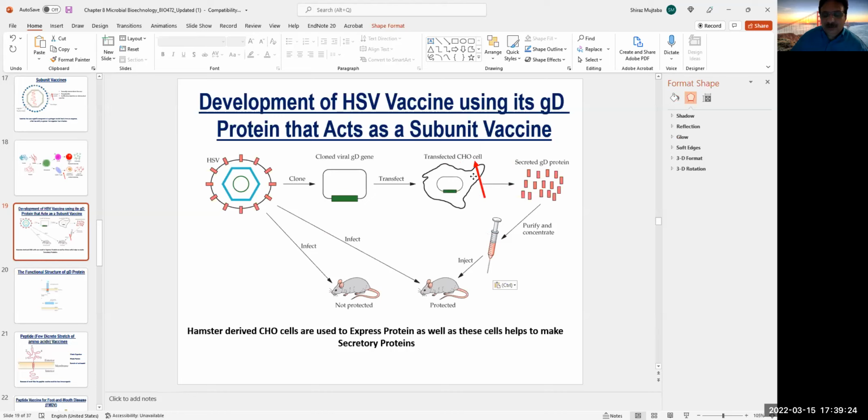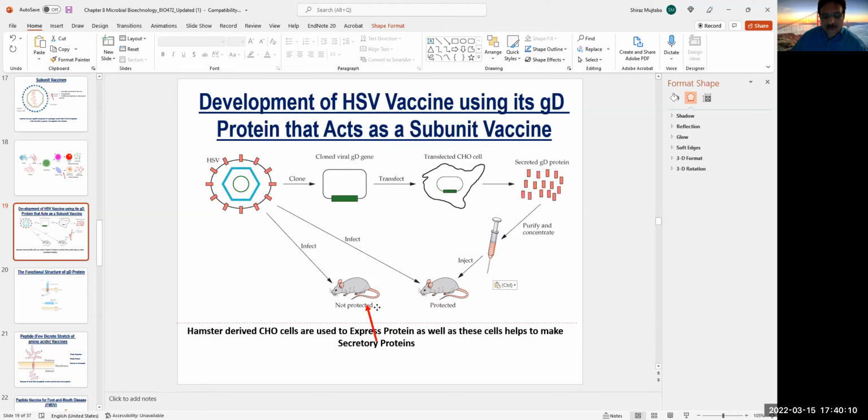This is a hamster derived cell line. And this GD protein is extracted, and two batches of mice are created. One is injected with GD protein from CHO cells, from recombinant GD protein. So this mice is pre-injected, and this mice is not injected. To test whether GD protein is effective or not, both the mice, the control and experimental, are infected with the virus.